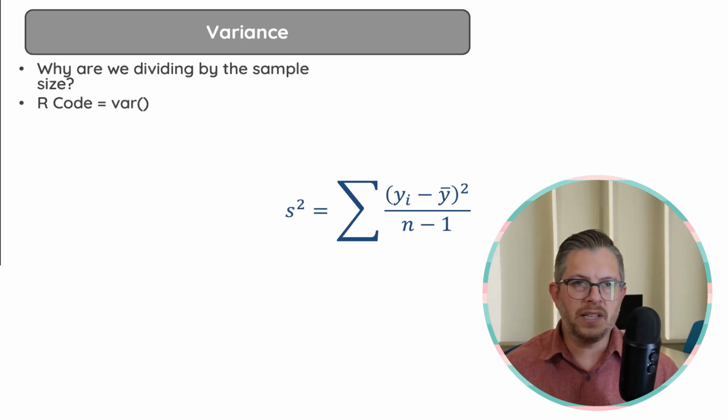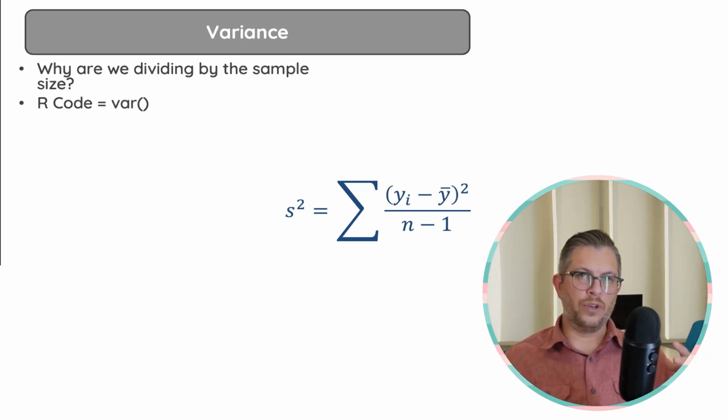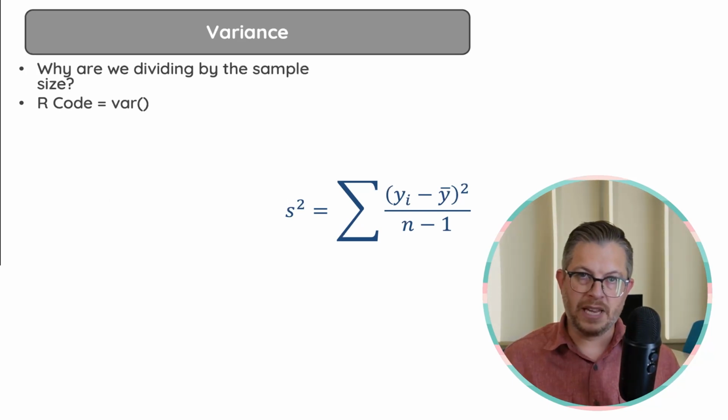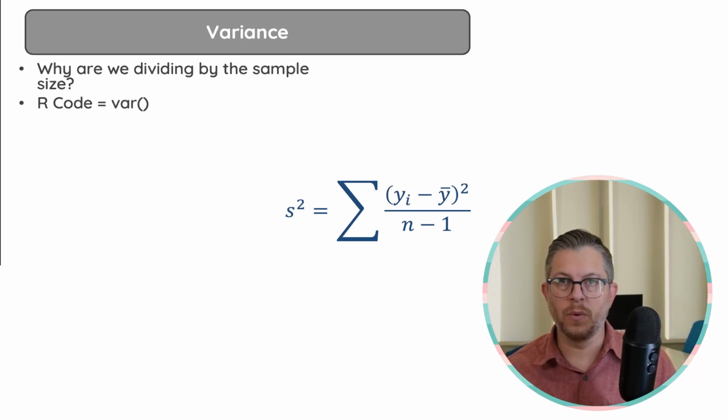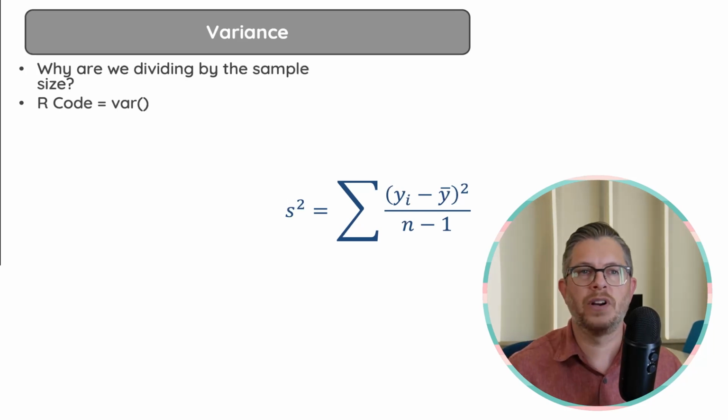But the idea is that if we have a measure of squared difference for every single data point, instead of knowing the total amount of variation, it might be more useful to know, well, for any given data point, what's the average amount of variation? What's the average squared difference? And that's what variance gives us.